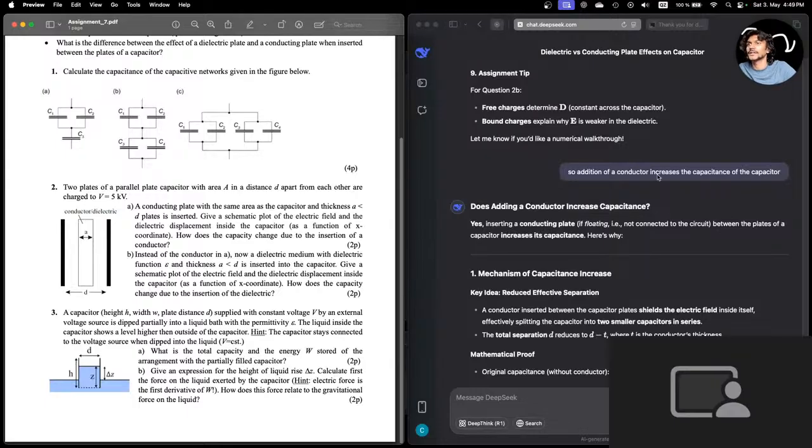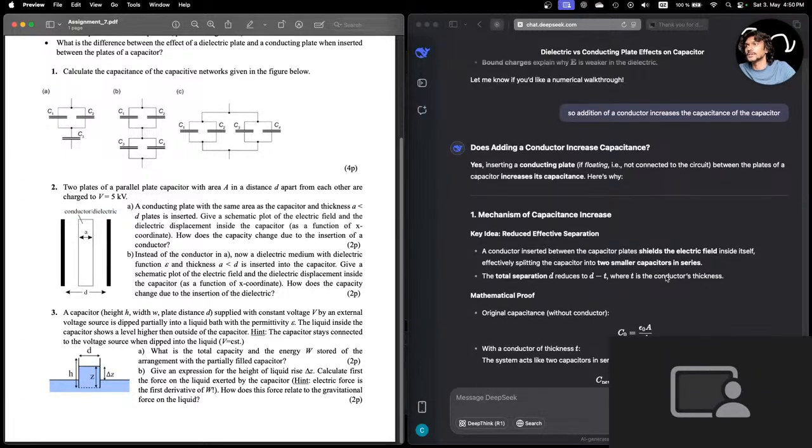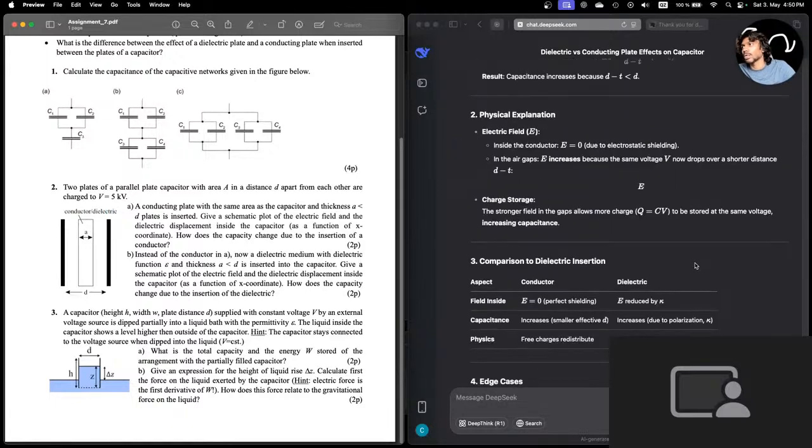Inserting a conducting plate increases the capacitance. Here's why. Mechanism of capacitance increase. The key idea: reduced effective separation. A conductor inserted between capacitor plates shields the electric field inside itself, effectively splitting the capacitor into two smaller capacitors in series. The total separation d reduces to d minus t, where t is the conductor thickness. Mathematical proof with original capacitance without conductor. Blah blah blah. Boring.